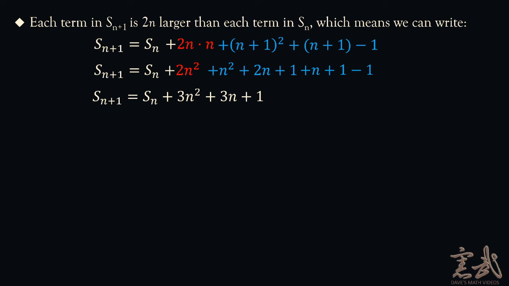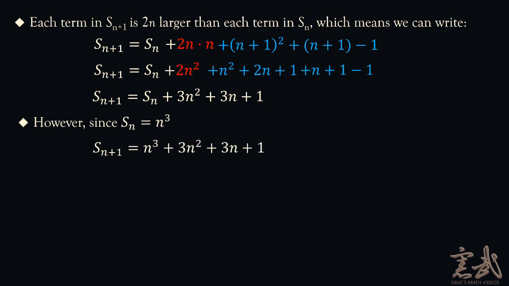And then this also simplifies to s sub n plus 1 is equal to s sub n plus 3n squared plus 3n plus 1. However, since we said that s sub n is equal to n cubed, this means that s sub n plus 1 is equal to n cubed plus 3n squared plus 3n plus 1, which is exactly a perfect cube polynomial, or s sub n plus 1 is equal to n plus 1 cubed.